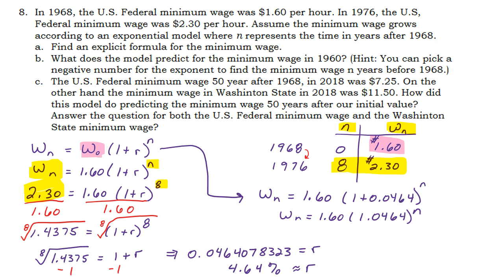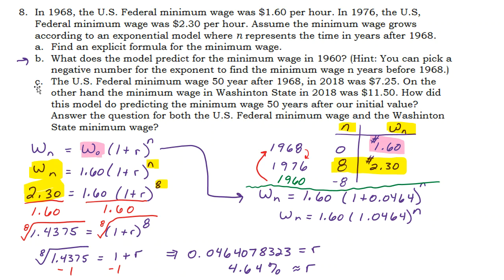We're not necessarily going to solve them here, but B says, what does the model predict for the minimum wage in 1960? Hint, you can pick a negative number for the exponent to find the minimum wage in 1960. If we were going to find 1960, what would the exponent be? Well, that's 8 years before 1968. So what would the exponent be? Yep, it'd be -8. You're going to put a -8 in for n and punch it out, and you'll get your answer for the wage 8 years before 1968.